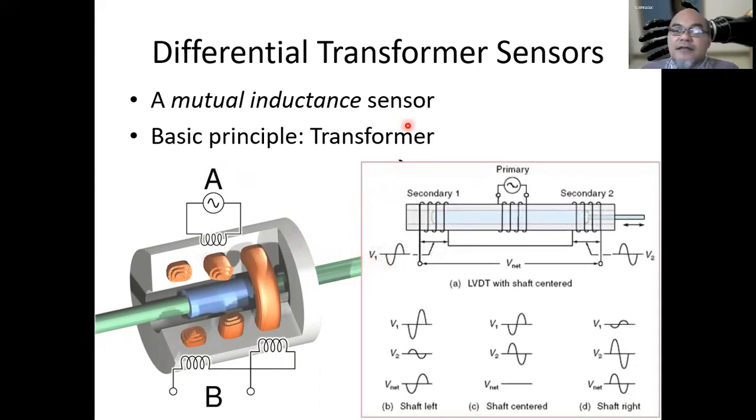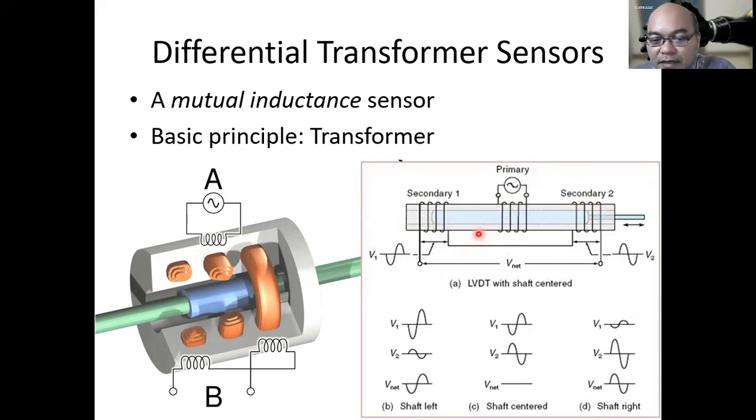This type of sensor is called an LVDT, which is an abbreviation of linear variable differential transformer. Yeah, it is a differential transformer. LV stands for linear variable because it converts the linear motions of the core at the middle into voltage change with the help of the primary and two secondary coils.